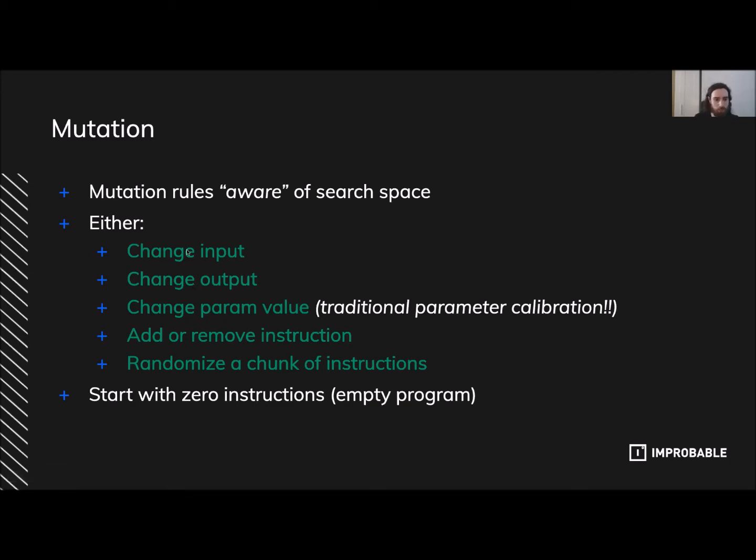So there's 5 things that we can do here. We can change an input, change an output. We can change one of the parameter values, because each behavior comes with a set of numerical parameters. And I think you'll note that this means we're basically doing traditional ABM parameter calibration alongside this structural calibration, or learning the code as well. So this is really flexible. And then we can add or remove an instruction, and it's biased towards removing more often than it adds. This is just to try and keep the length down. And then we can also just randomize a whole chunk of instructions. And like I said, we start with 0 instructions and the algorithm has to add instructions in. So we're starting with an empty program, or from scratch.